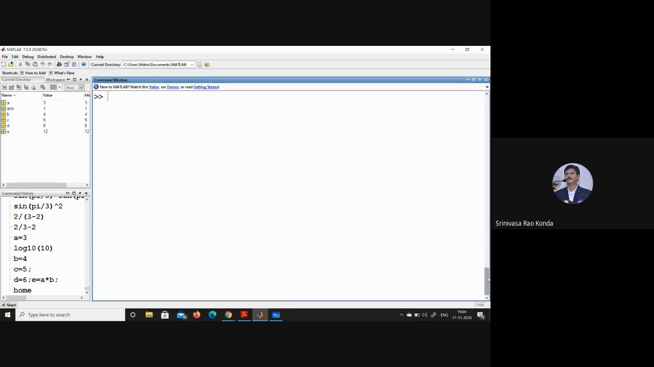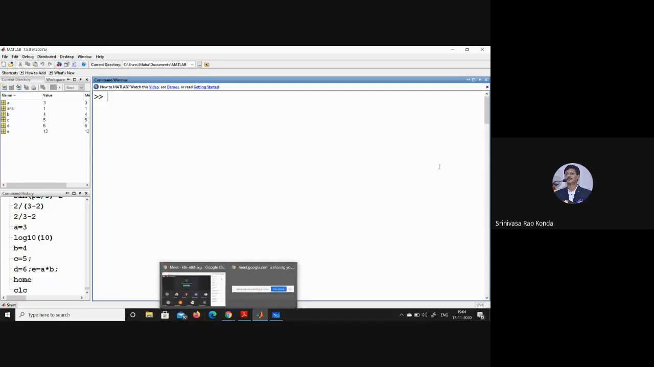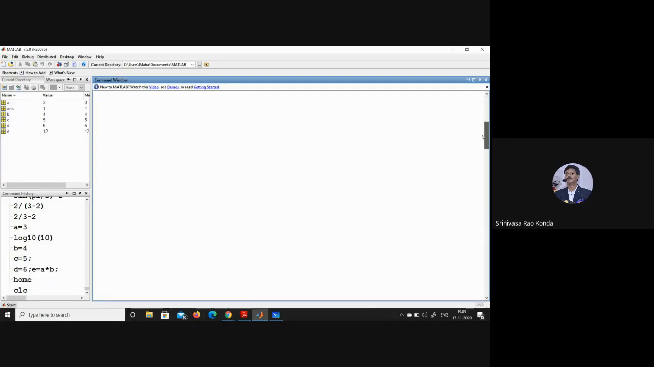There is a similar command to home. For example, I am giving the command CLC. What will happen? CLC is also the same. But the difference between home and CLC is that we cannot scroll the scroll bar.